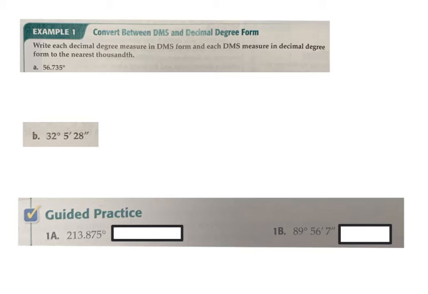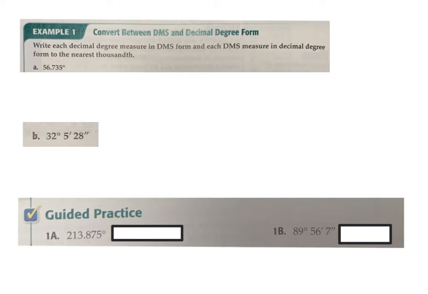Now, something that you're not used to at this point is decimal degree form. If you look at the top of page 232, you can get more specific than just degrees. Degree measures can be expressed using degree, minute, second form. You'll find this in navigation a lot.